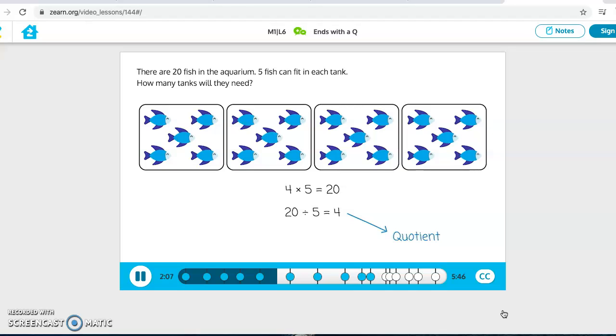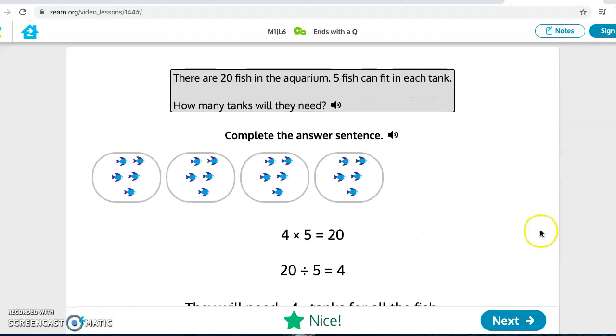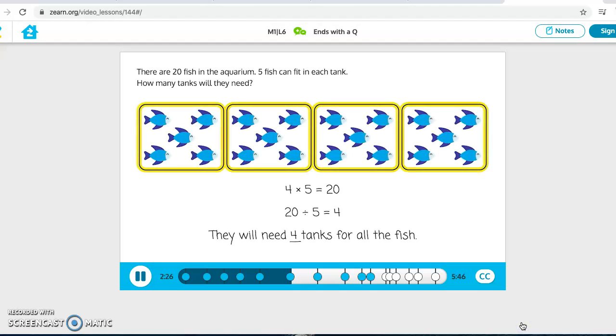Did you notice something about our equations? The unknown factor in our multiplication equation and the quotient in our division equation are the same number, 4, the number of groups. Now, complete the answer sentence. They will need 4 tanks for all the fish. That's right.